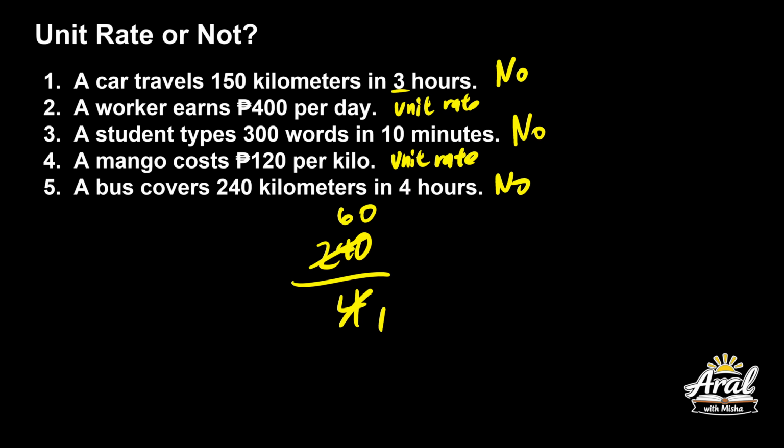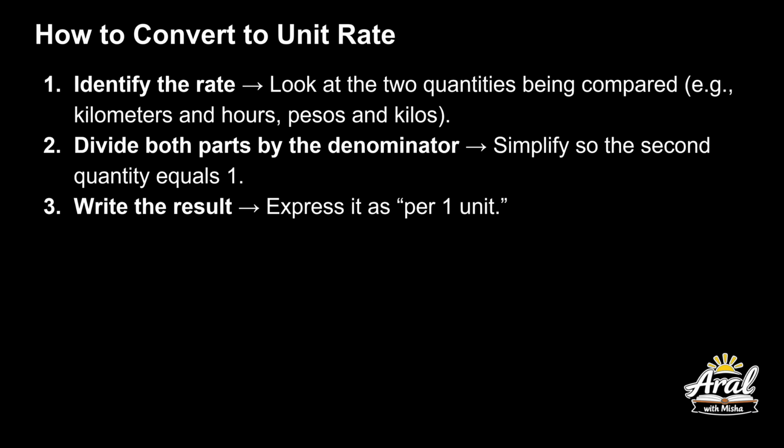So, okay. Next tayo. This is just a review. How to convert to unit rate. Identify the rate. Look at the two quantities being compared, for example kilometers and hours, pesos and kilos. Divide both parts by the denominator. Simplify so the second quantity is equal to 1.